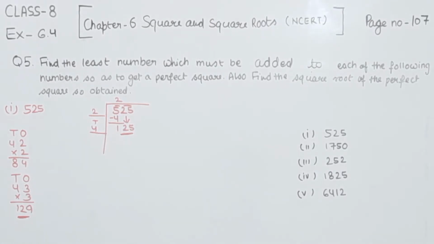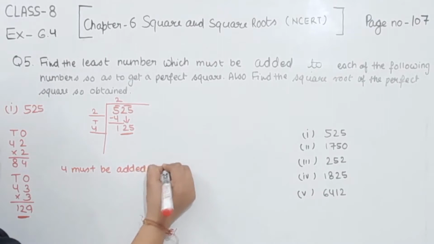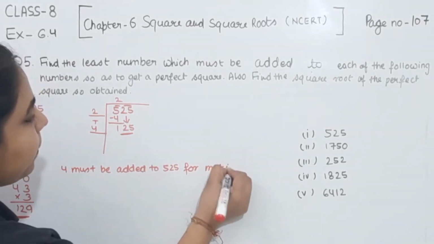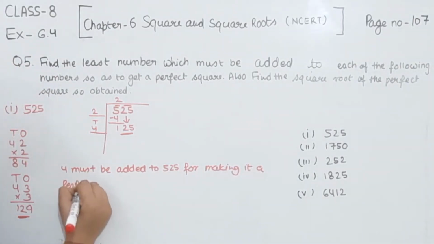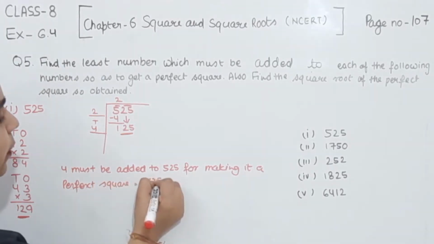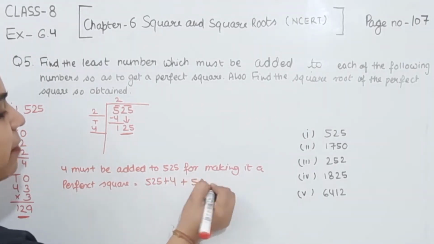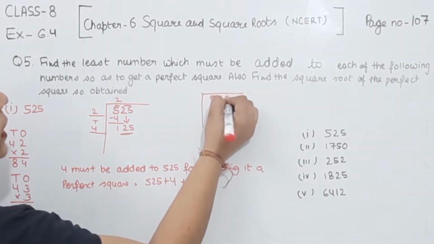So we are going to write here: 4 must be added to 525 for making it a perfect square. So 525 plus 4, the number we are having is 529. Now we are going to write here 529.